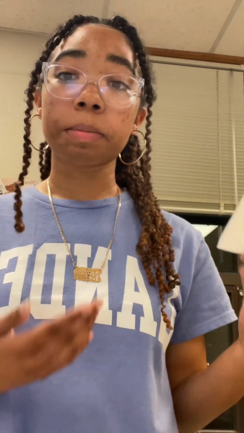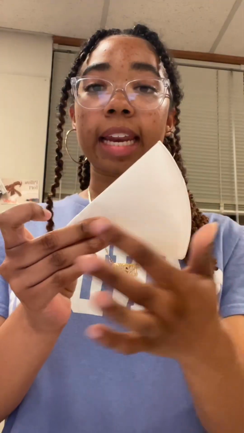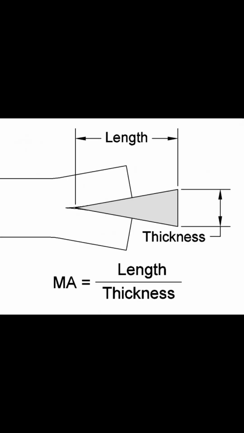Now, every simple machine has a mechanical advantage, which is basically the number of times this tool will multiply the force you put in. A wedge's mechanical advantage is calculated by its width and its length. And depending on the length of the wedge, also known as the sharpness, you will have to apply either more or less force.